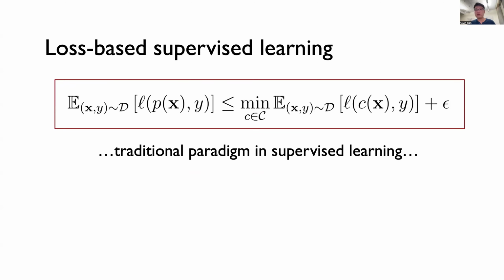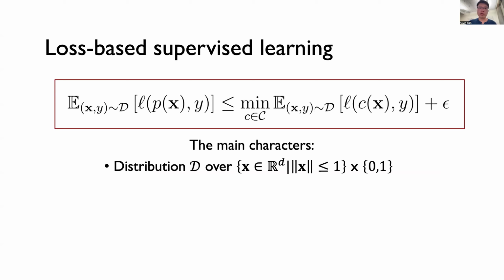Okay, so to begin, I want to start by recalling the standard setting of loss-based supervised learning. This is a traditional paradigm in supervised machine learning, and the main characters involved in this definition are a distribution D over a feature space X. And today we're going to focus on the case where the feature space is constrained to be the unit sphere, as well as a label space Y taking outcomes in 0 or 1. So this is binary prediction.